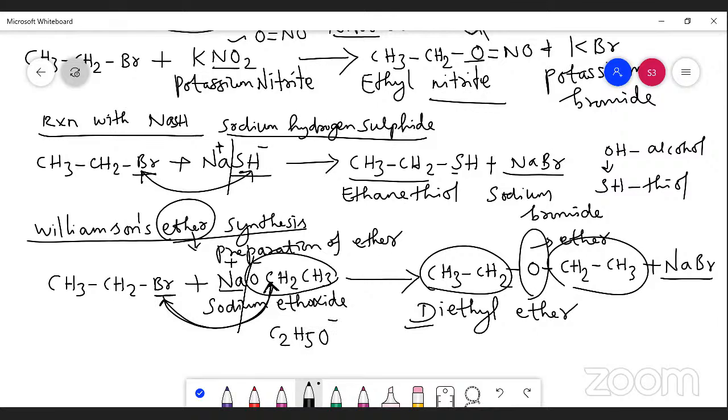What is the name of this nucleophile? This is ethoxide. What is the ethoxide ion? This is a nucleophile.